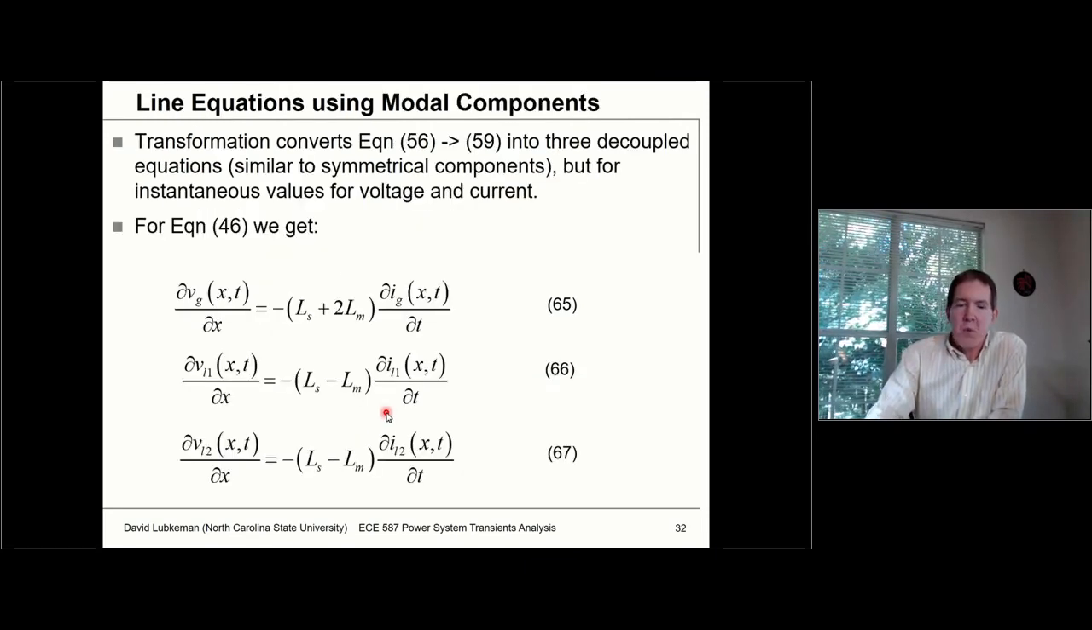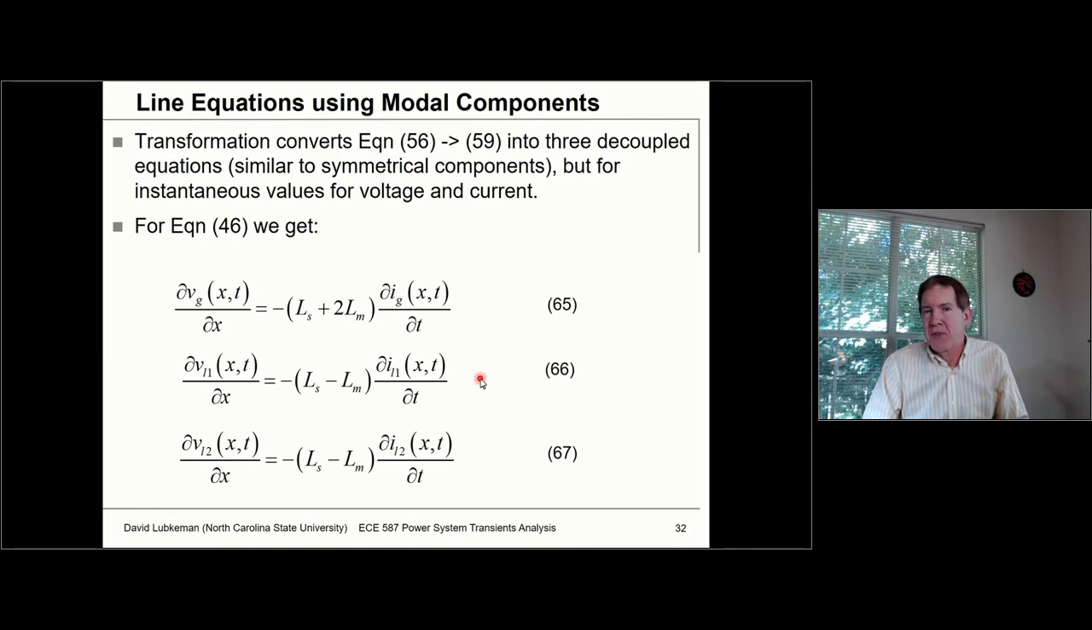So instead of having a coupled 3 by 3 relationship to worry about, basically it's just like symmetrical components. We could work with the equation for the ground mode as if it were single phase. We can work with the equation for line mode 1 as if it were single phase. We can work with the equation for line mode 2 as if it were single phase. You can just solve 3 single phase problems in this modal domain. Then you can just transform back when you're done.